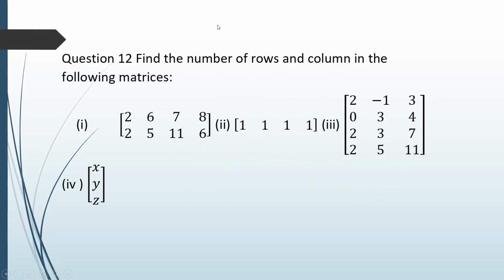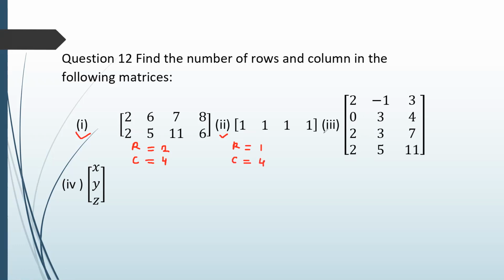Now we go for question number 12. Find the number of rows and number of columns. In the first part we see that there are two rows, so the number of rows is 2. How many columns are here? 1, 2, 3, 4. So the number of columns is 4. Now we go for the second part. Here the number of rows is 1 and the number of columns is 1, 2, 3, 4. So the number of columns is 4.